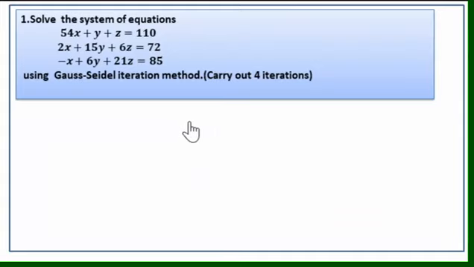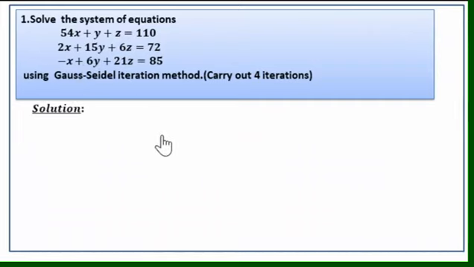These are 4 iterations. First, before applying this Gauss-Seidel method, we check whether this is diagonally dominant. Now look at the diagonal coefficients here. We have 54, 15 and 21. For the first equation, the absolute value 54 is greater than the absolute value of 1 plus the absolute value of 1, that is, 54 is greater than 1 plus 1. In the second equation, 15 is greater than 2 plus 6, and 21 is greater than 1 plus 6. So this system is diagonally dominant.